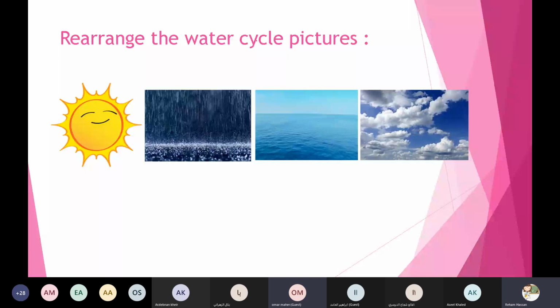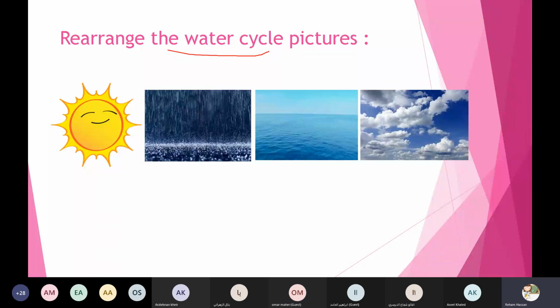So if we start the water cycle, does it start with the sun, or the rain, or the oceans, or rivers, or the clouds? Which is the first one in the water cycle? Yes, Omar? The clouds are the first one. But what makes these clouds, or how are they made? Water. How do these clouds form?